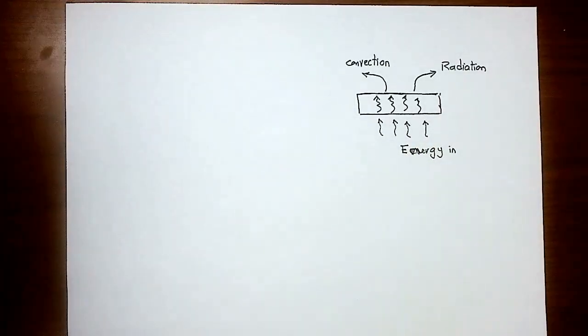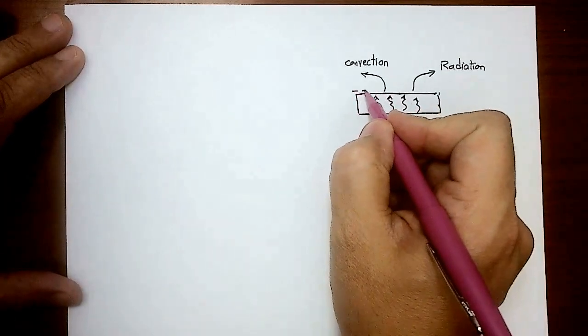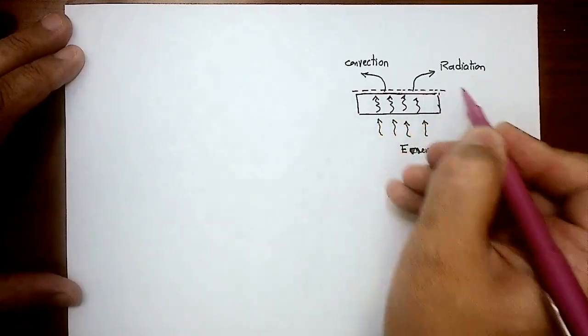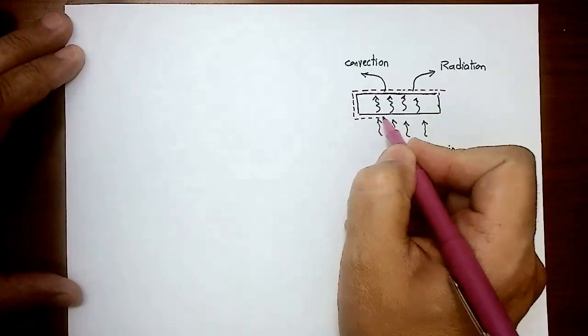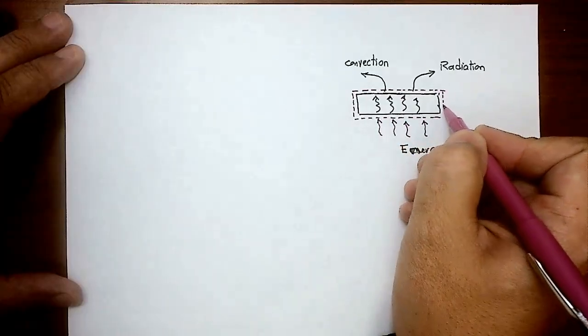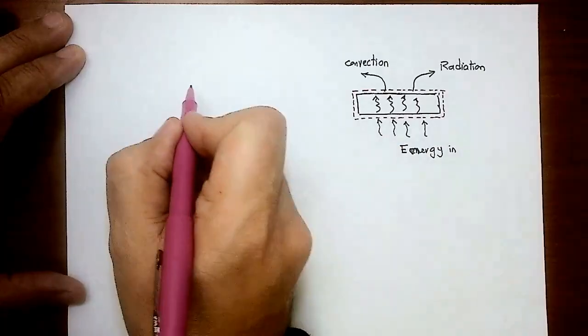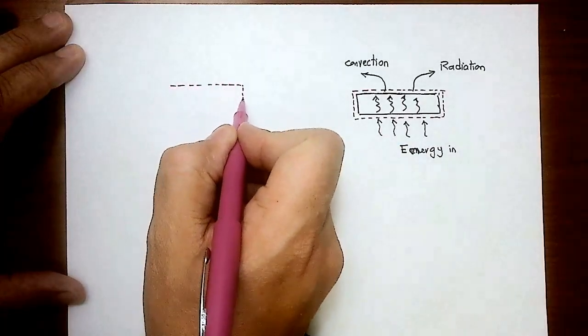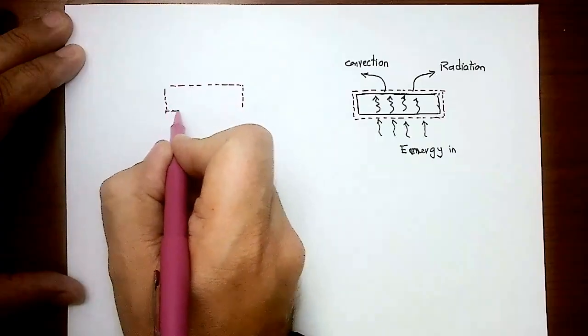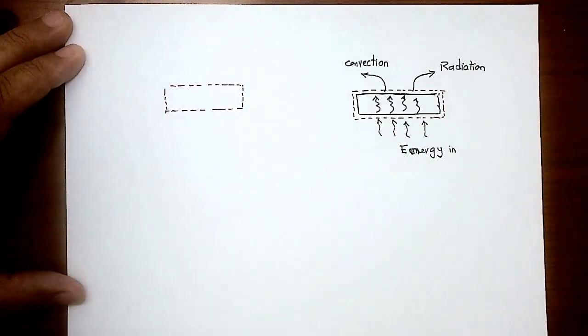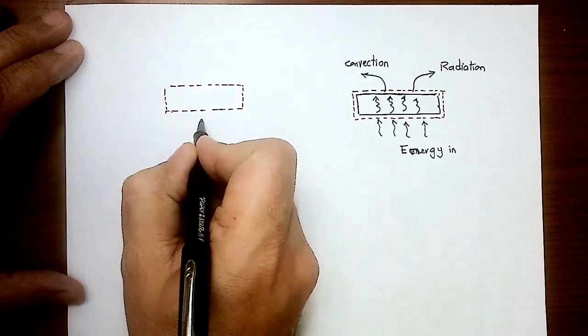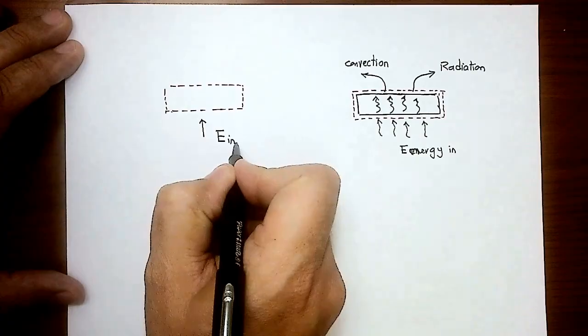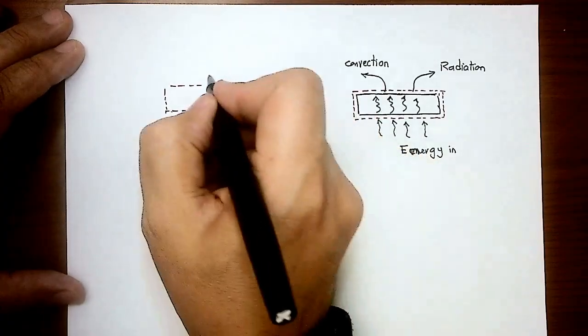So if I take a border surrounding this body, and I decide to take that free body diagram of this solid surface, then I will try to draw not the force distribution over this body here, but the energy distribution. So we will find that we have two distinguished energies here. We have energy in, and we also have energy out.